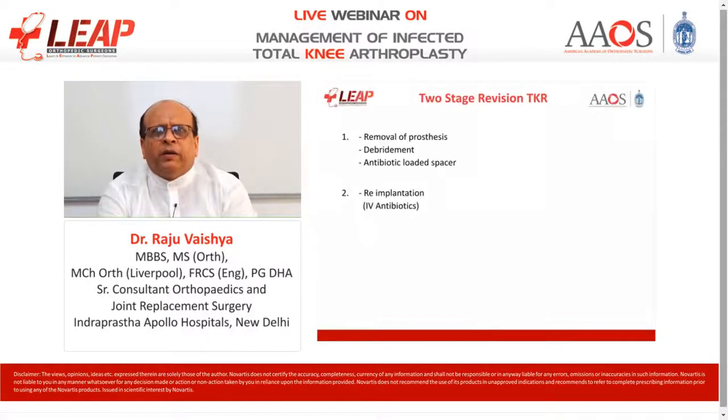The gold standard treatment, however, after infected total knee arthroplasty remains revision total knee arthroplasty, where one has to remove the prosthesis, debride the joint thoroughly, and put in an antibiotic-loaded spacer. And then at 6 to 8 weeks, typically a reimplantation of the prosthesis is done under intravenous antibiotic cover.